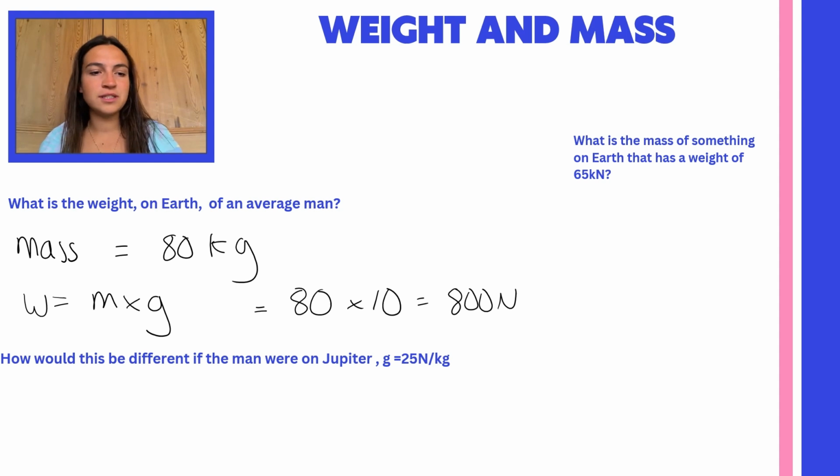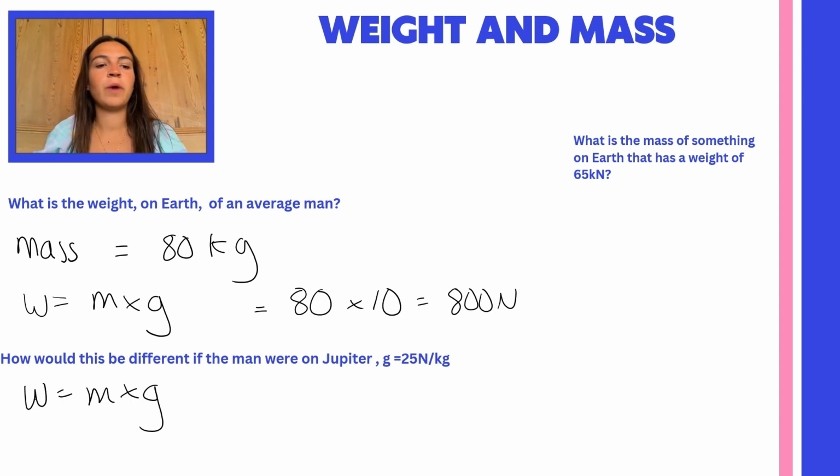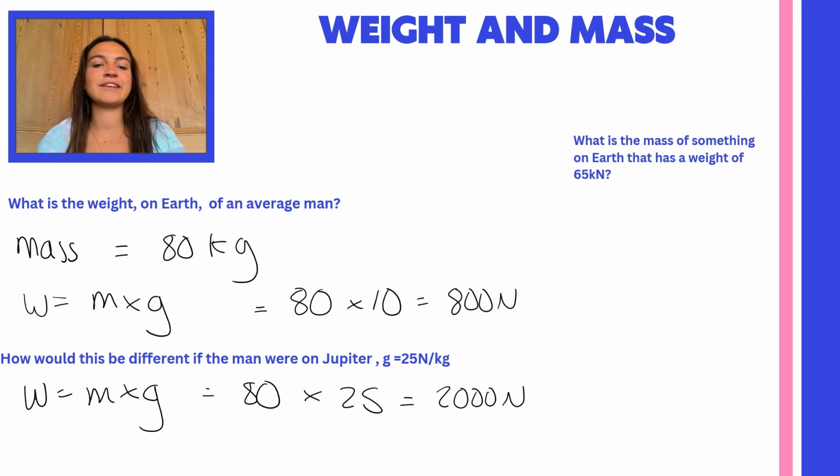Okay, and then the next question is, how would this be different if the man were on Jupiter? It tells me that on Jupiter, g is equal to 25 newtons per kilogram. So again, we write my equation down first. Weight is mass times g, and this time I'm just going to multiply that 80 by 25, this new gravitational field strength for Jupiter, and that gives me 2000 newtons.